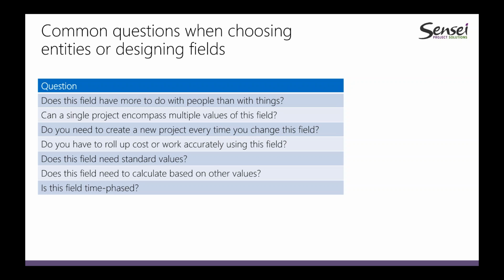Can a single project encompass multiple values of this field? That actually determines whether a field should be at the task level or at the project level. Do you need to create a new project every time you change this field? So think about the life cycle of your project and how fields like, here's a common one, phase. Should the phase of a project be logically better at the project level or at the task level? And you can go both ways on that subject depending upon how you want to manage your phases.